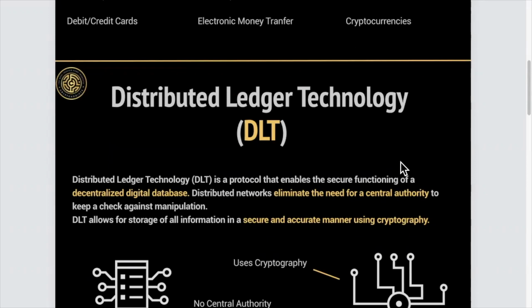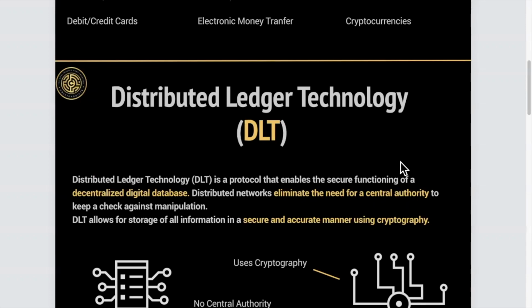So let's talk about that real quick. DLT is a protocol, which is a type of computer program that enables the secure functioning of a decentralized digital database. Decentralized means it's not in one place. So all of the information isn't stored in one central place, because we consider that a central point of failure. If something happens there, the whole system is bust. Digital just means it can be transacted virtually, and a database is somewhere we can store information.